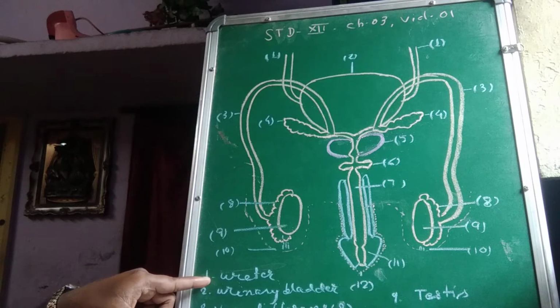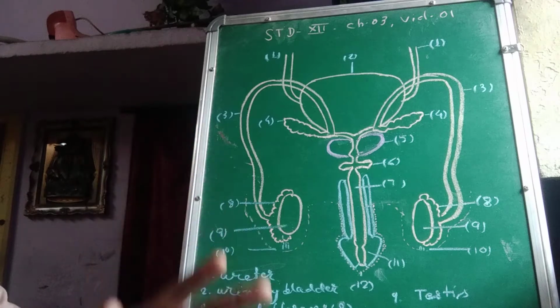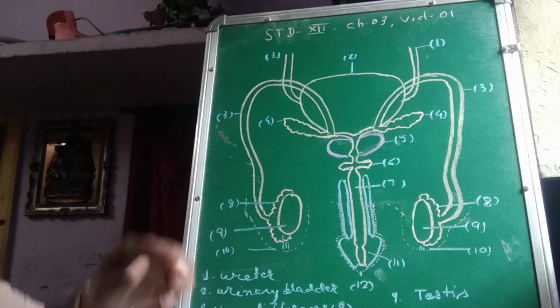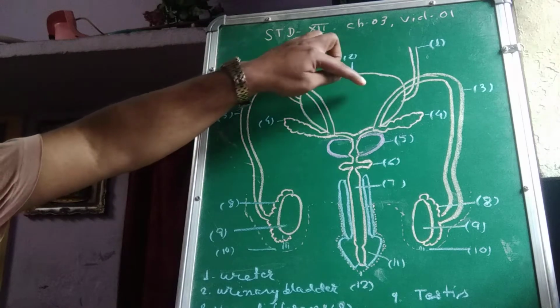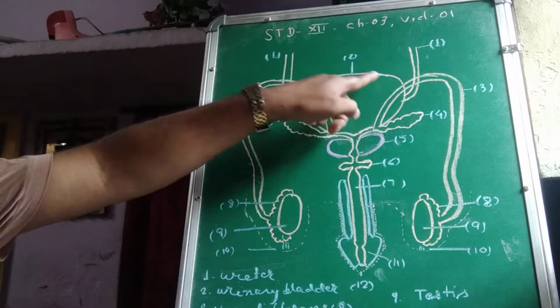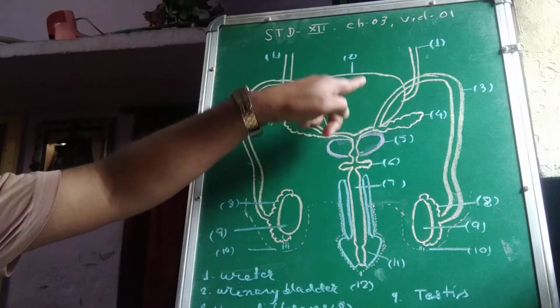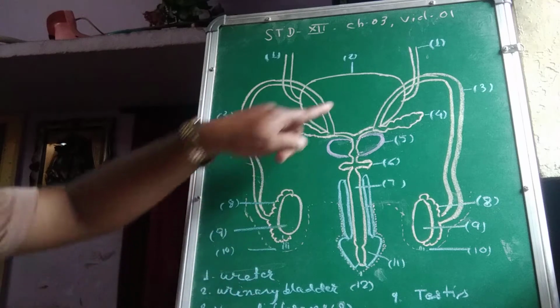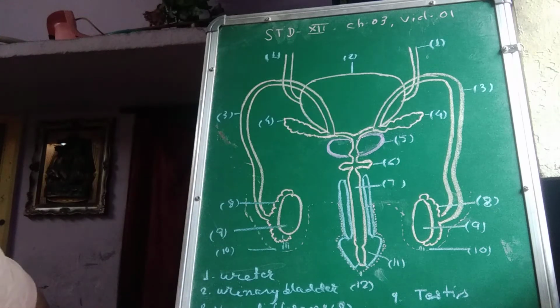One represents the ureter. The ureters are two tubular structures originating from the kidney, because the kidney is the site of formation of urine. So the ureter will bring the urine from the kidney. It joins with the urinary bladder. It is number 2. This circular or conical structure is the urinary bladder. Here I have written number 2, urinary bladder. The urinary bladder stores the urine.